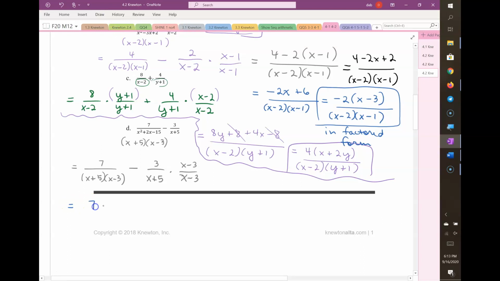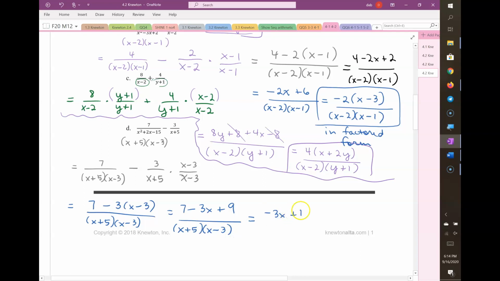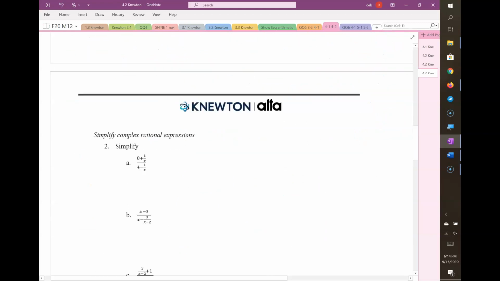Okay, so now I'm going to combine the numerators over the common denominator. 7 minus 3x plus 9 plus 5x minus 3, so negative 3x plus 16 over x plus 5 and x minus 3. So that's all the examples for adding and subtracting rational expressions.